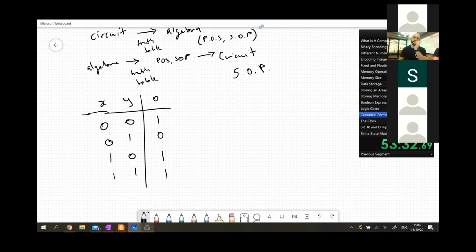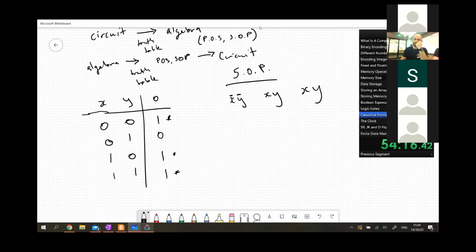Anyway, so sum of products. First thing we do is look at all the rows where we have the output equal to 1. Okay? Output equal to 1. And then we generate a whole bunch of products. So we had 3 of them here. So we'll generate 3 products of XY. XY product because they're multiplied together. And then you look through and you see this first term is going to correspond to this first row. Second term corresponds to the second row. Third term, third row. If your term is a 0, you invert it.